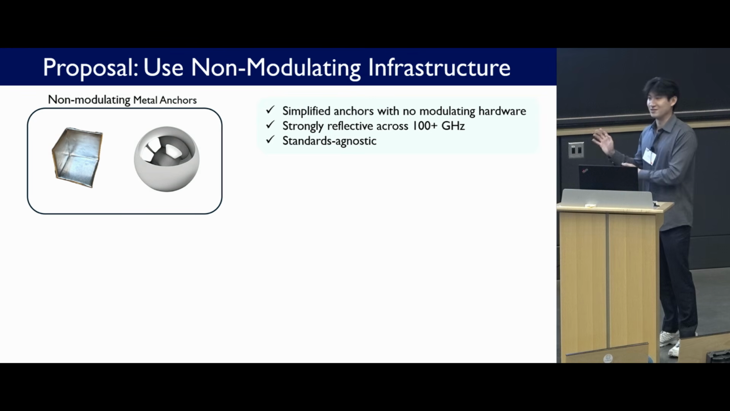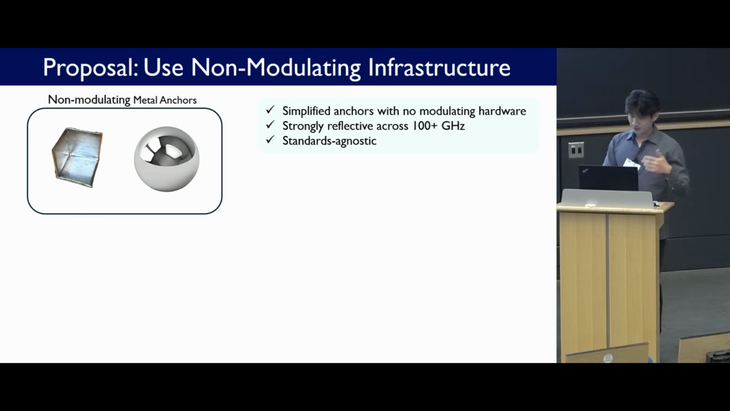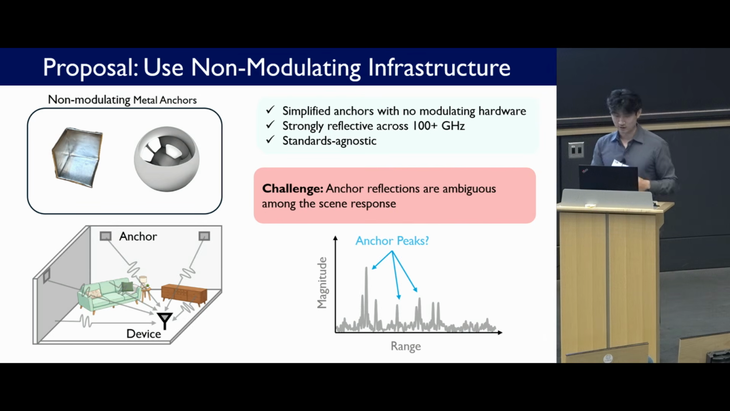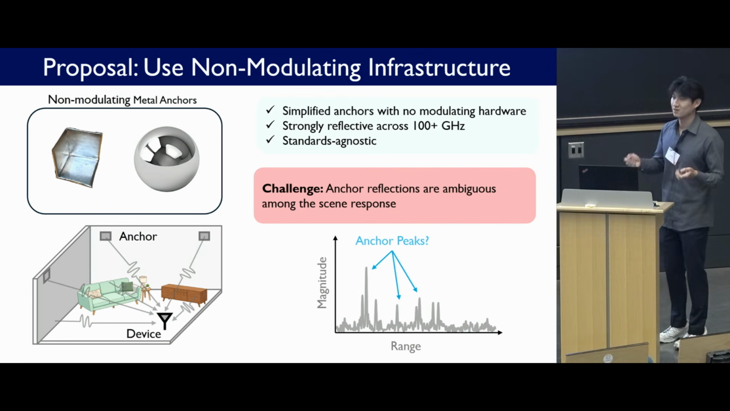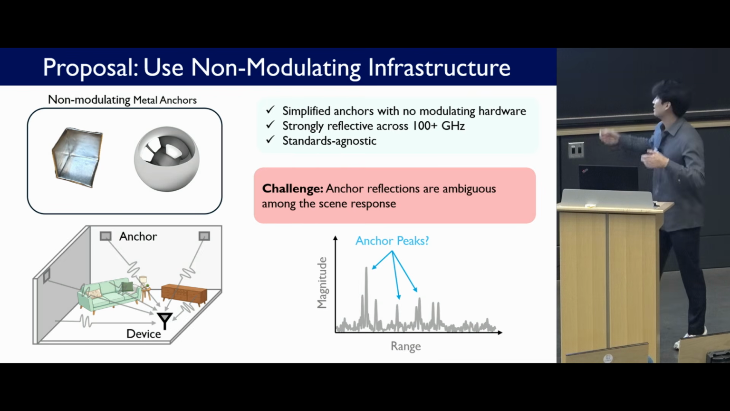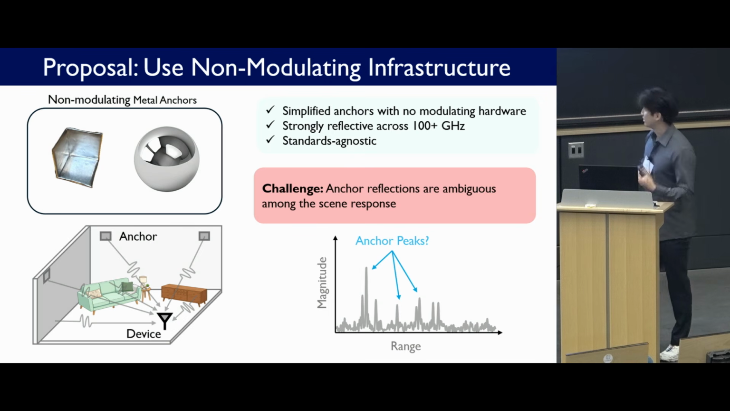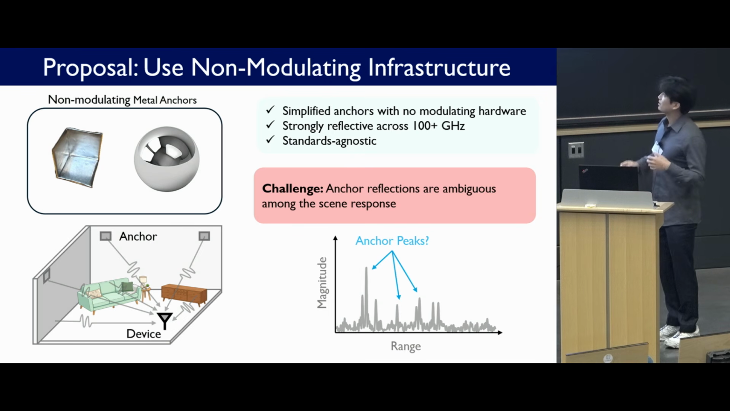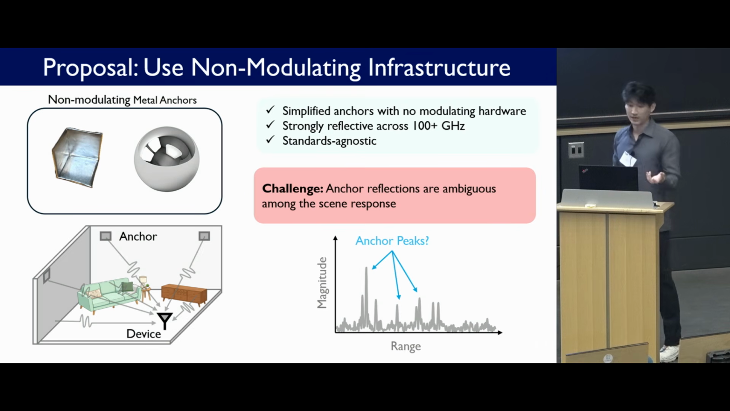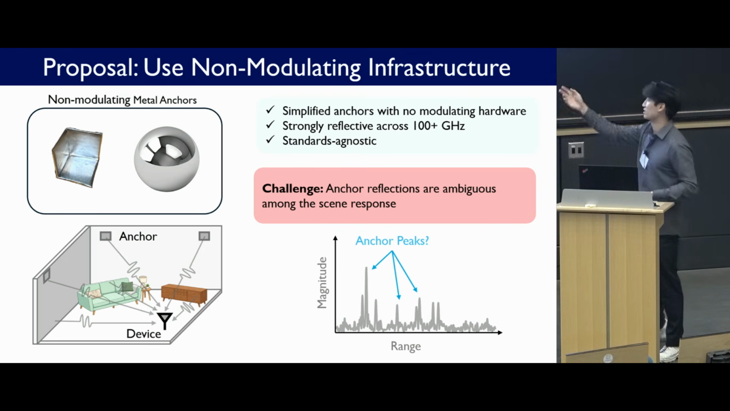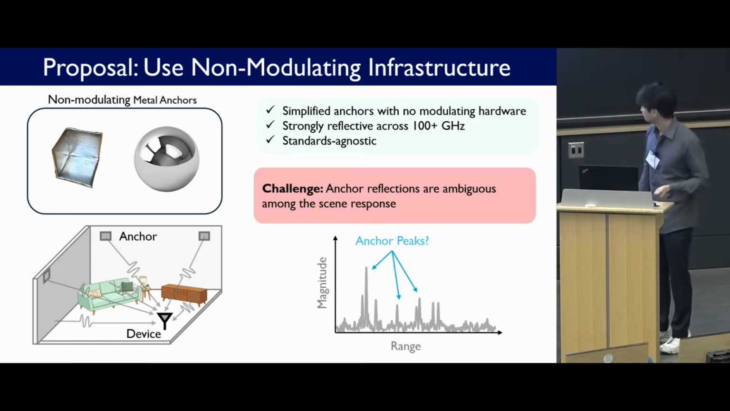Clearly, these are all standard agnostic, right? There's no standardization of the modulation that's happening here. The problem that comes with using these as infrastructure is that suddenly their reflections are now really ambiguous among the scene, right? So if I measure this gray line, which is a range profile, the native domain of radars, are these peaks coming from my anchors, or are they coming from other stuff in my scene, like this couch or like my lamp, right?